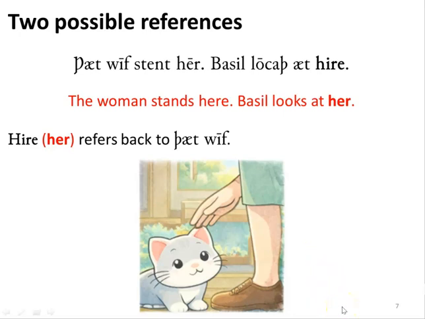So with hire, what you have is the dative, because you have the æt hire. So this is the dative form of her.